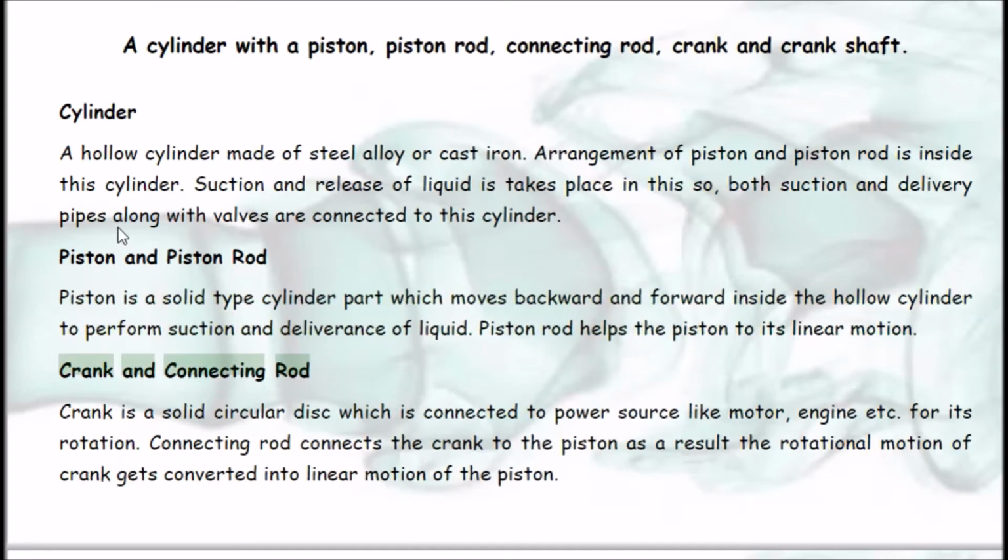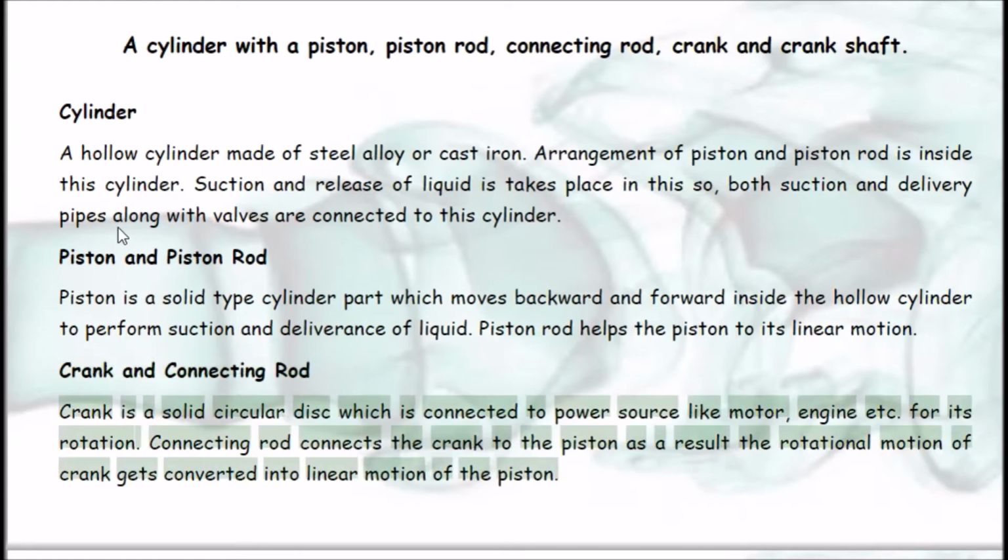Crank and connecting rod. Crank is a solid circular disc which is connected to a power source like motor, engine etc. for its rotation. Connecting rod connects the crank to the piston. As a result, the rotational motion of crank gets converted into linear motion of the piston.